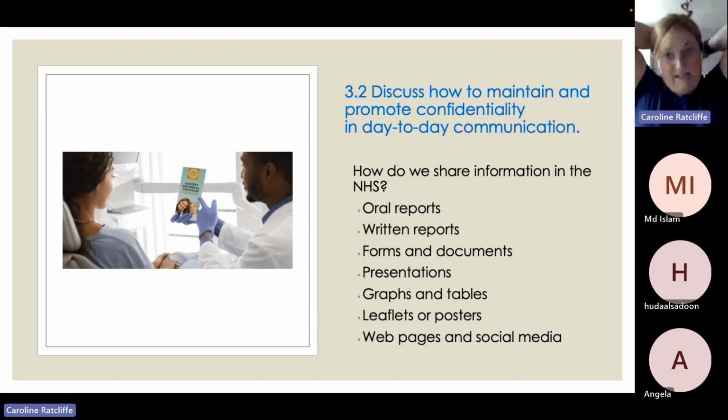Web pages and social media. Now, again, it depends how you feel about social media. I'm very 50-50. It has its place in the world. However, it is the root cause of evil for quite a lot of things in particular.